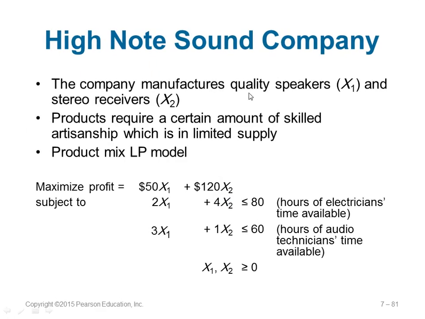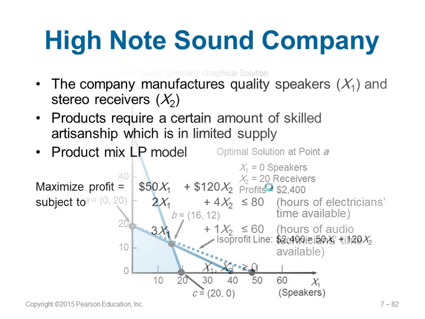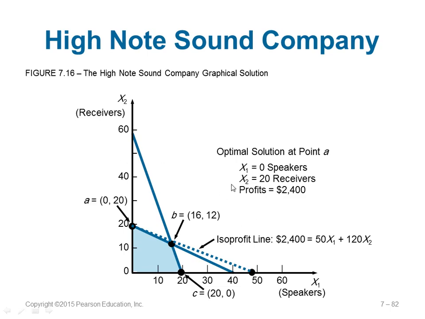Here is an example. You have a company which makes quality speakers, which we represent as x1 as a decision variable, and stereo receivers, which is x2. These are made by skilled people, some are electricians, some are audio technicians, and the equations are given. This is to maximize your profit. You have drawn all this, and this is your feasible region. From the graph, the optimal solution is clear: corner point A, which is 0 speakers, 20 receivers, and the profit will be 2,400.